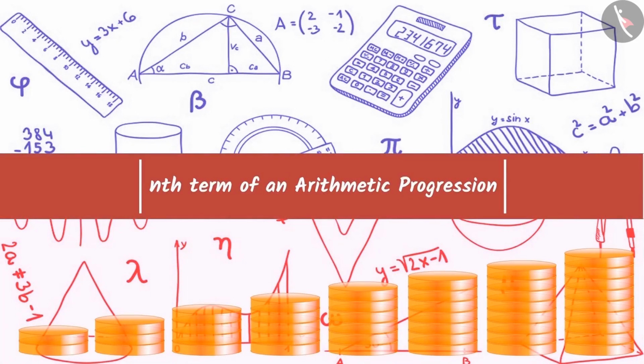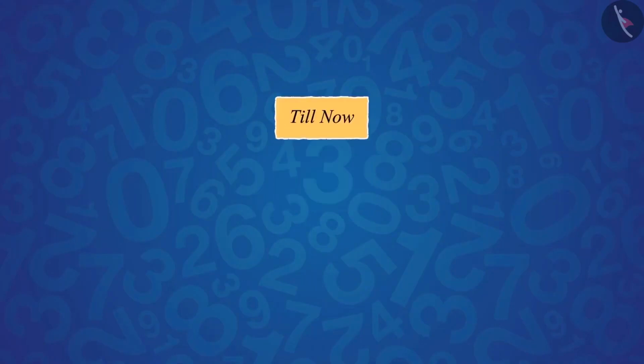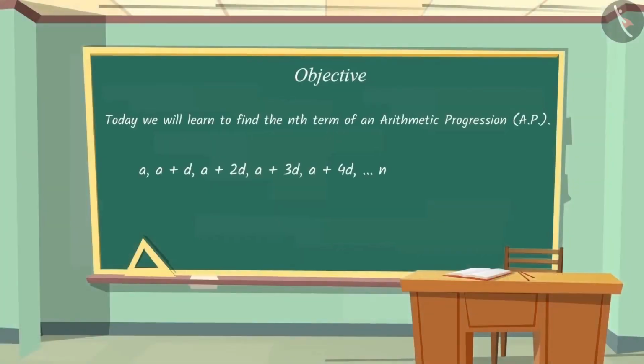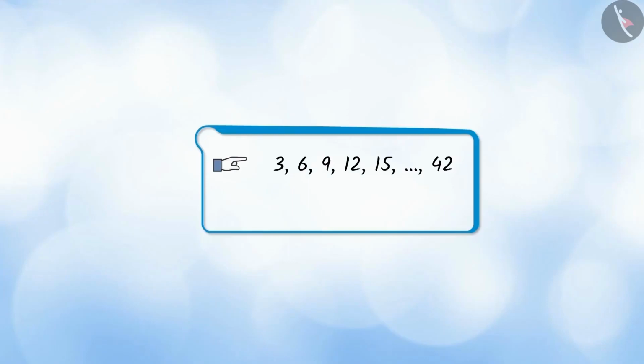Welcome to this video. So far, we have read about arithmetic progression and its components. Today, in this video, we will learn to find the nth term of an arithmetic progression, that is AP.